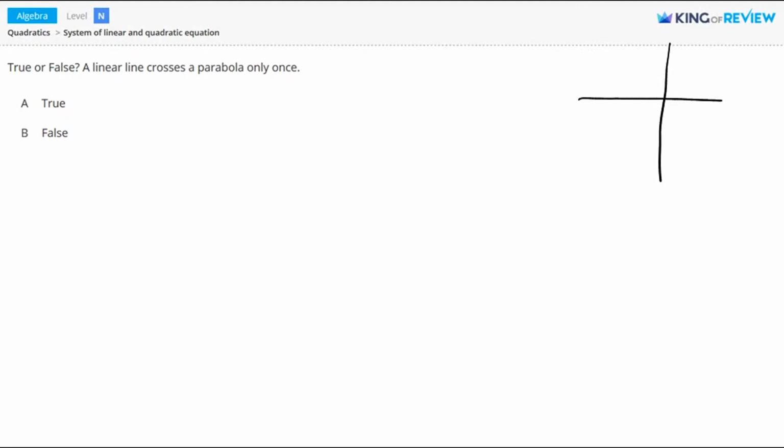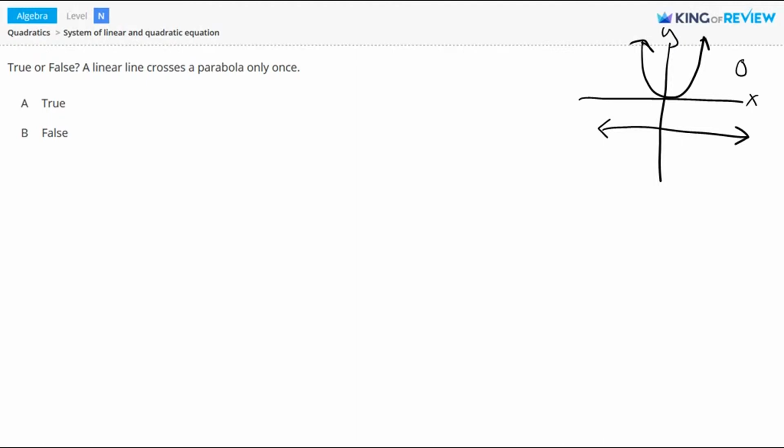If we have a coordinate plane here with an x and y axis, well, we can draw a parabola like this. And we can draw a line like this. So in this case, there are no points of intersection. So there are 0 points of intersection.